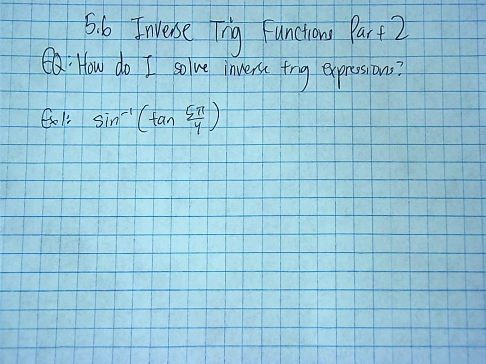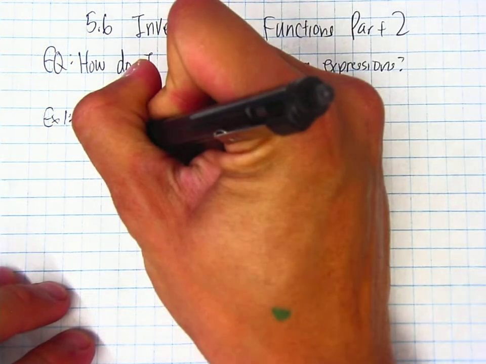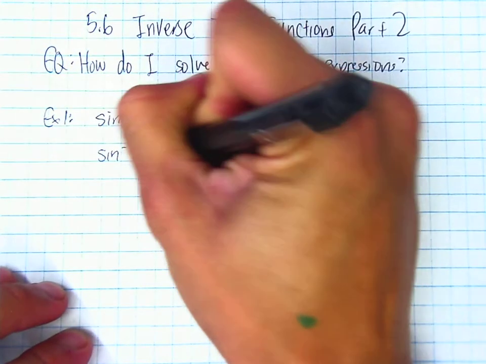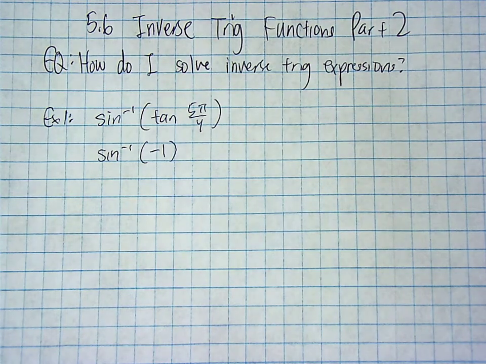Okay, so you're going to find the tangent of 5 pi over 4, and that is -1. It's on your unit circle. And then you're going to find the inverse sine of -1.